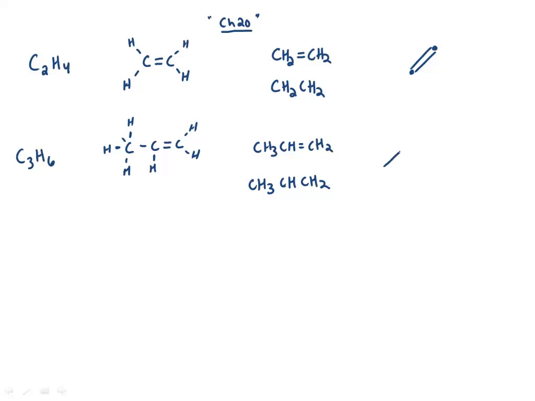And then if I were to draw that, not a Lewis structure, a line drawing, here's my 3 carbons, 1, 2, 3. So we just draw a double bond by drawing 2 lines on it.